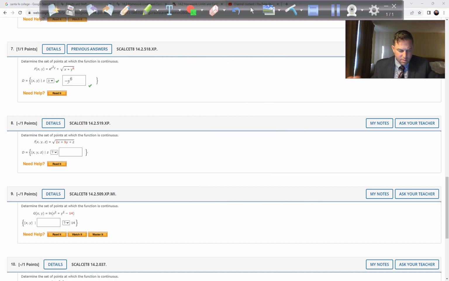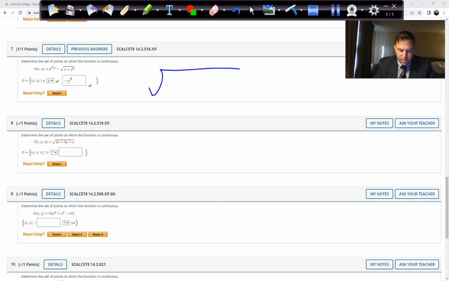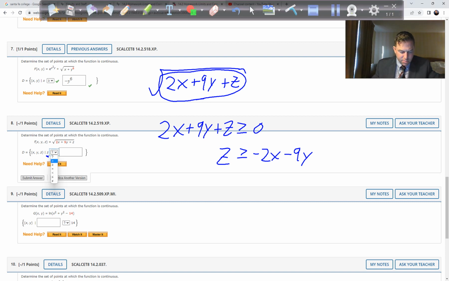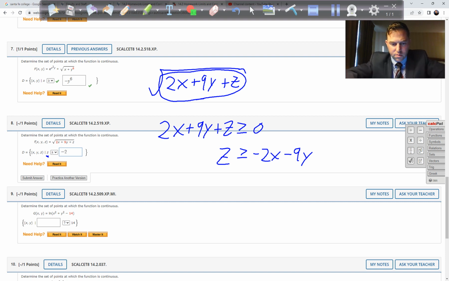Okay, that's problem 7. Problem 8, determine the set of points at which the function is continuous. Same idea. So everything inside of that has to be positive or equal to 0. So we have 2x plus 9y plus z. Well, we just have to force all of this to be bigger than or equal to 0. And they're leaving z over here. So z has to be bigger than or equal to minus 2x minus 9y. So we would say z is bigger or equal than minus 2x minus 9y.